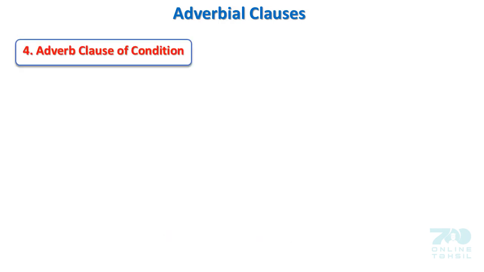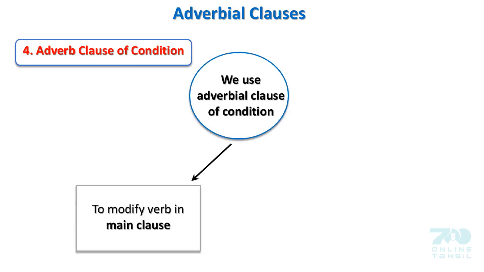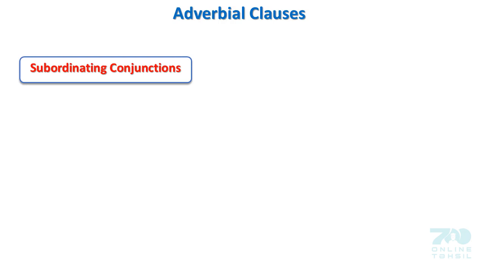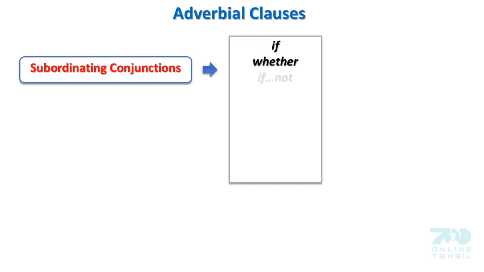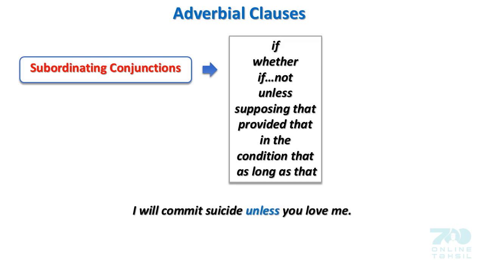4. Adverb clause of condition. We use adverb clause of condition to modify a verb in main clause and to tell the condition that an action takes place or someone does something. Subordinating conjunctions: if, whether, if not, unless, supposing that, provided that, in the conditions that, as long as that. Example. I will commit suicide unless you love me. Unless you love me, I will commit suicide.